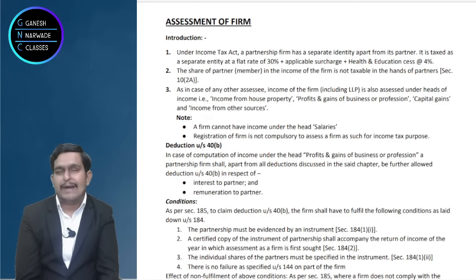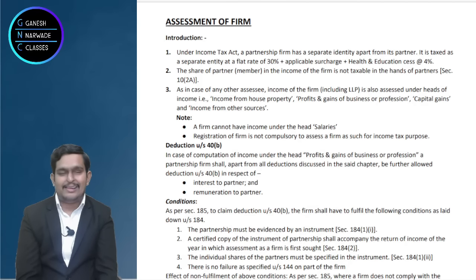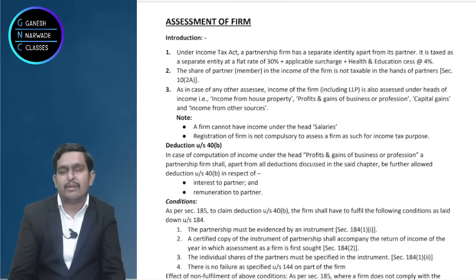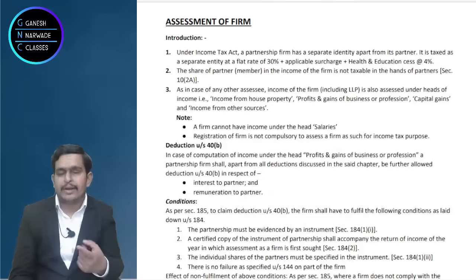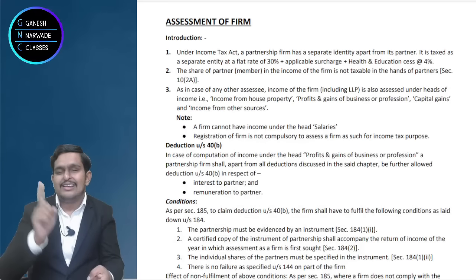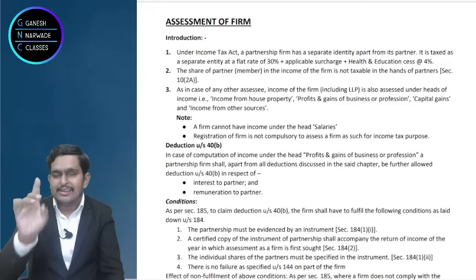Now, can a partnership firm do a job? Sir, are you joking? I am not joking. Can a partnership firm do a job? No. So can a partnership firm get salary? No. So a partnership firm doesn't have income from salary, but it has income from house property, business and profession, capital gains, and other sources. So it may have income from these four heads, but not from salary.